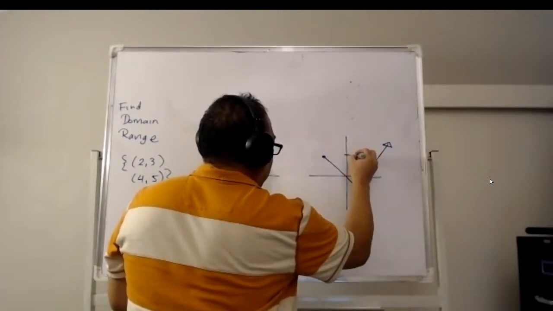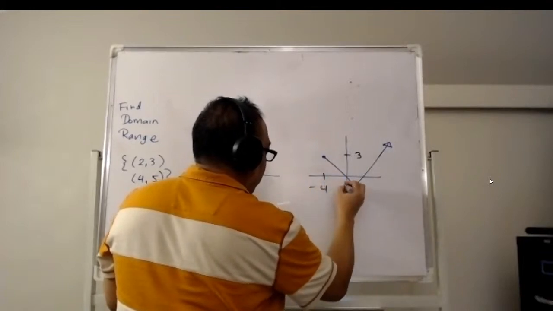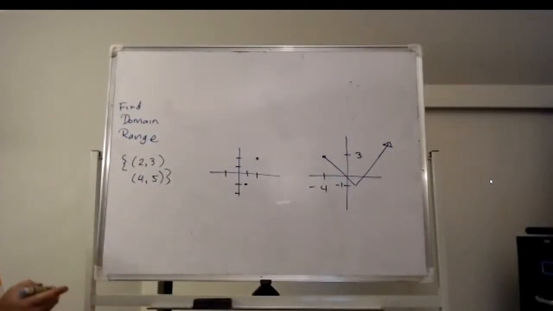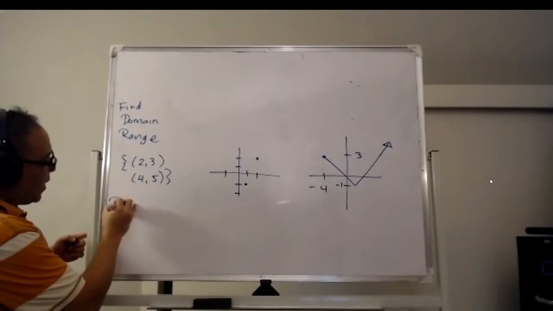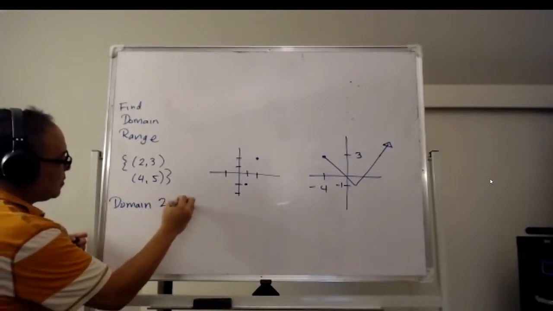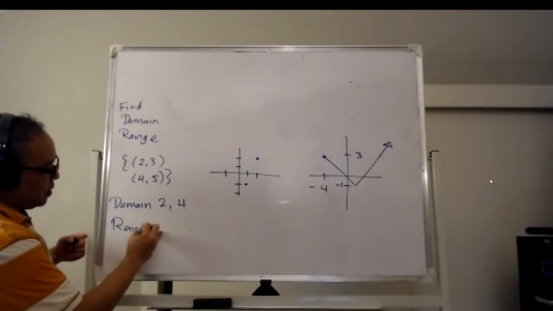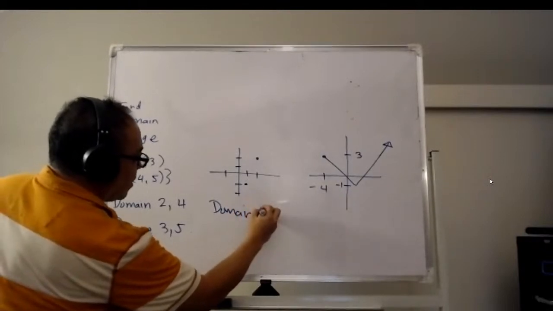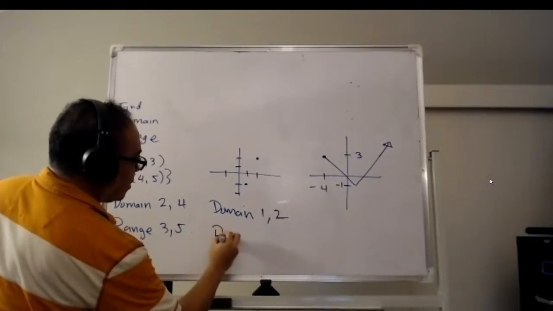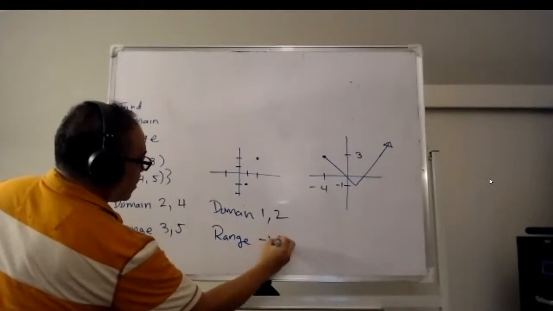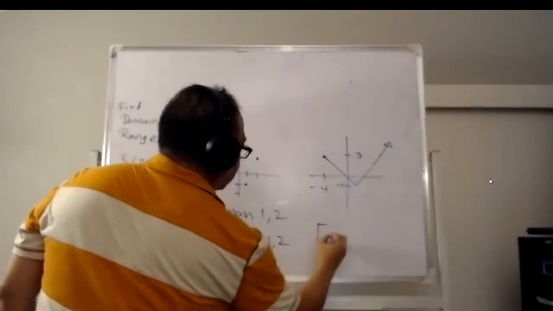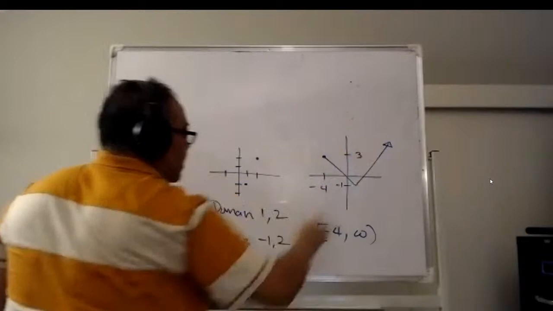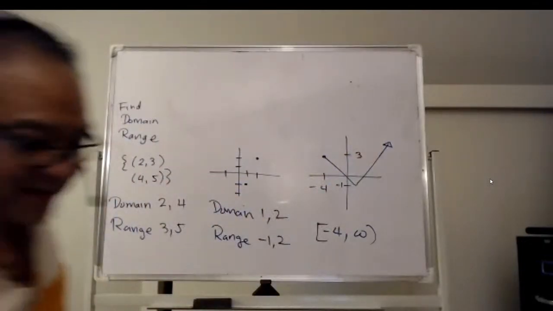And let's say this is 3. Let's say this is -4. Let's say this is -1. Do you see it already? Okay. So for these, you're going to say the domain are just those points. Range is 3 and 5. And same thing for this one. Domain is 1 and 2, and range is -1, 2. This is the one where you're going to give me the interval. Like that. And the reason why is because it's connected. Okay, that makes sense. Thank you.